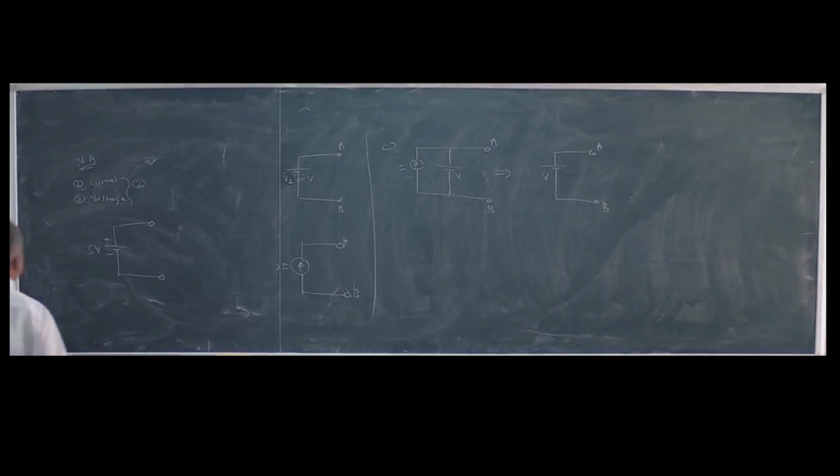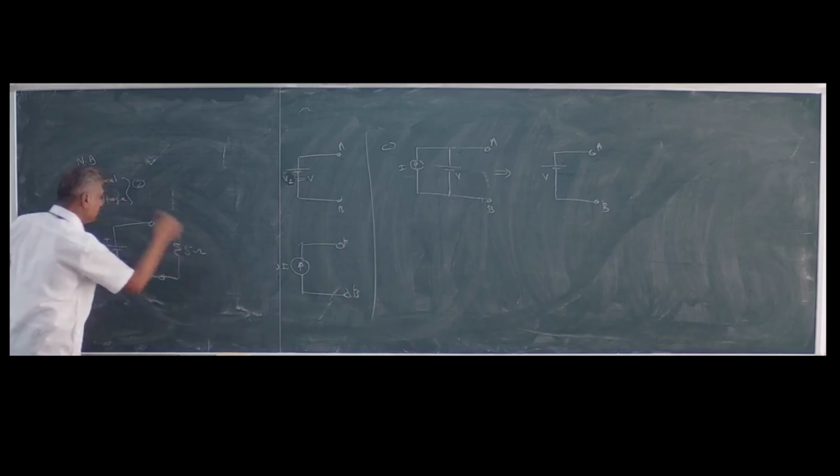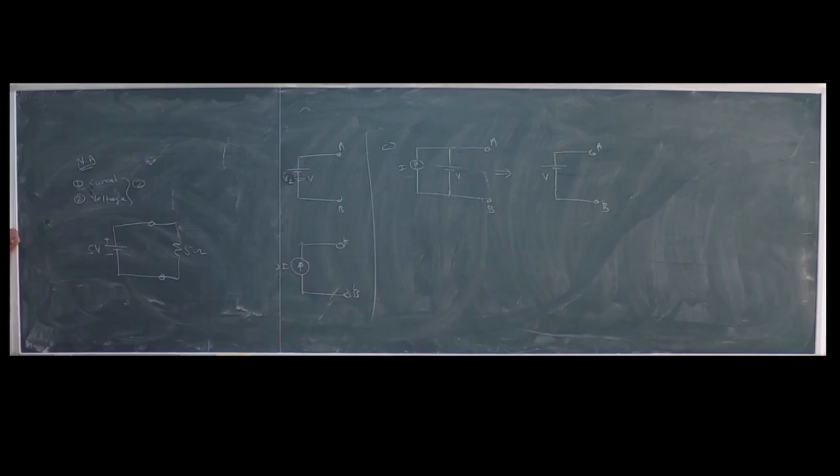How? Suppose there is a resistance of 5. Now we can calculate the current flowing through the source. Is it right? Because directly the voltage of the voltage source is given, but we don't know the current flowing through the voltage source, that we have to calculate indirectly.